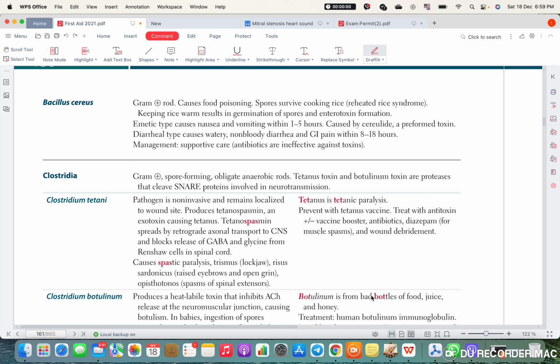So the diarrheal type causes watery, non-bloody diarrhea and GI pain within 8 to 16 hours. So the diarrheal one takes a little bit of time. If you want to ask me why, it's until it reaches the intestine. You need around 8 hours until you reach the small intestine. But the vomiting one, it's until it reaches the stomach, which takes less than an hour. So anyway, both of these need just supportive treatment, and you need to give them a lot of oral rehydration therapy. Antibiotics are ineffective against the toxin.